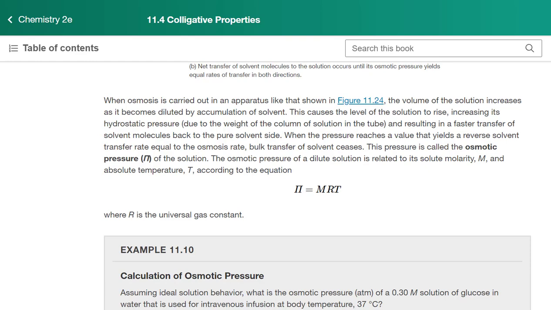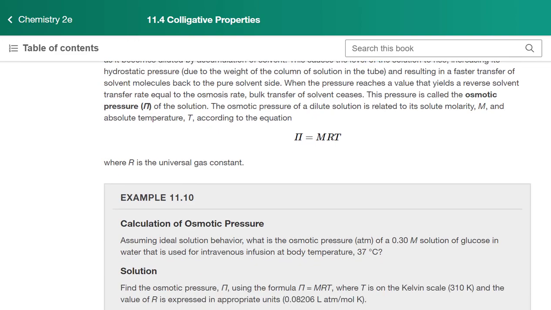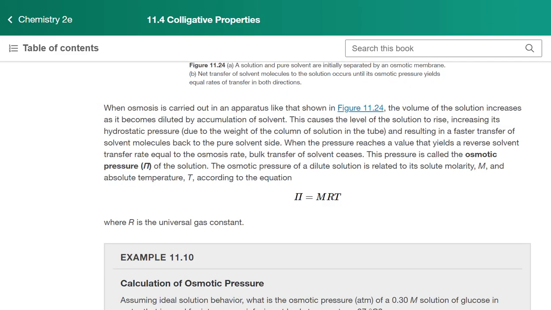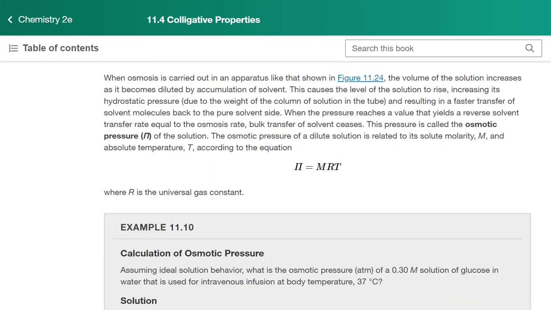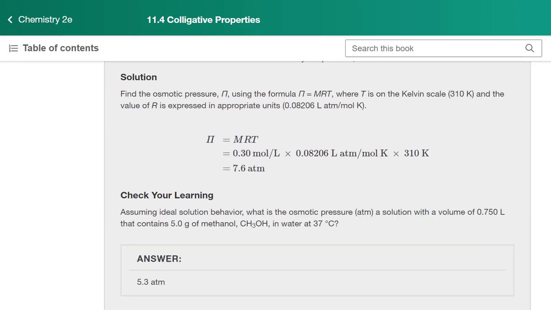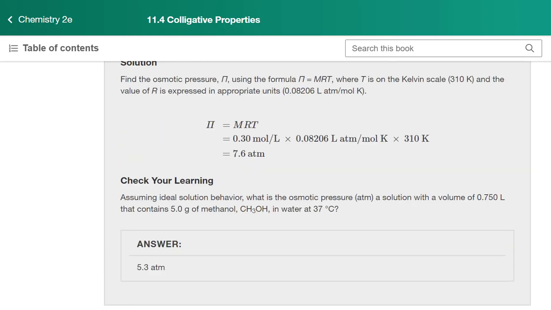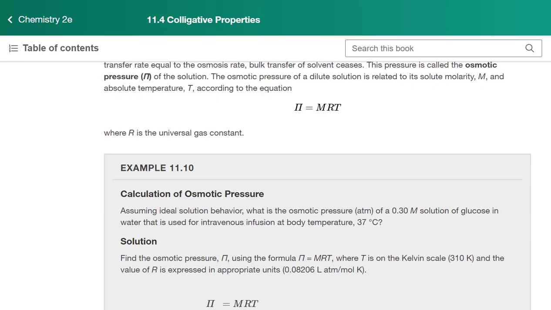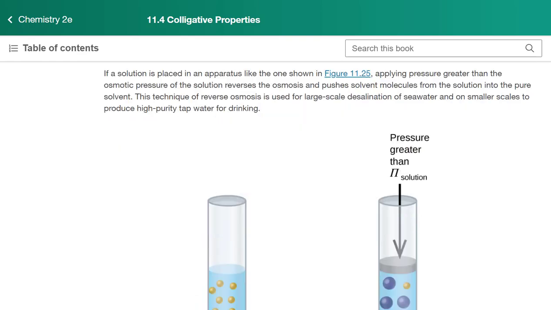We can use this in some cases to find the molar mass of the solute, and we might see an example of that in a bit. We're more focused here on the qualitative aspect, in terms of understanding the concept. So here we're showing some calculations. Again, the focus won't be too much on the calculations for this idea, more so on the concepts.